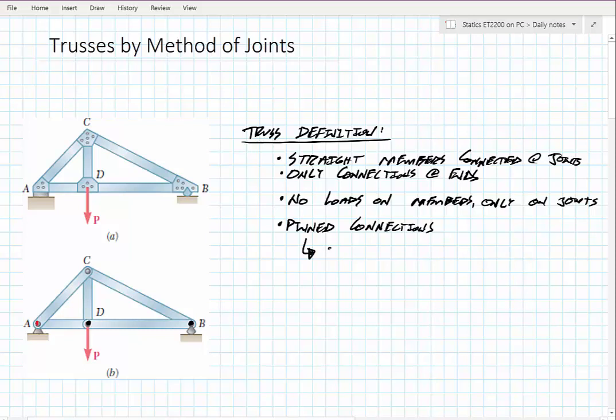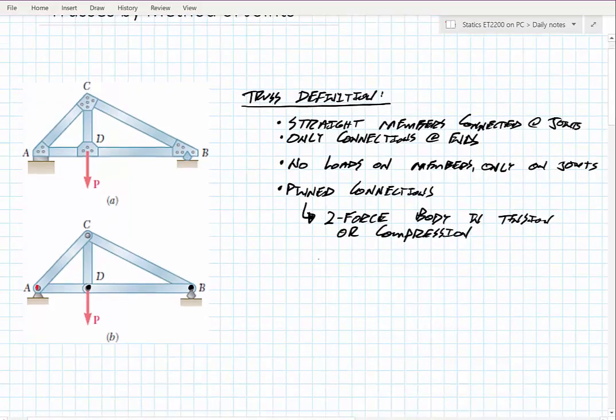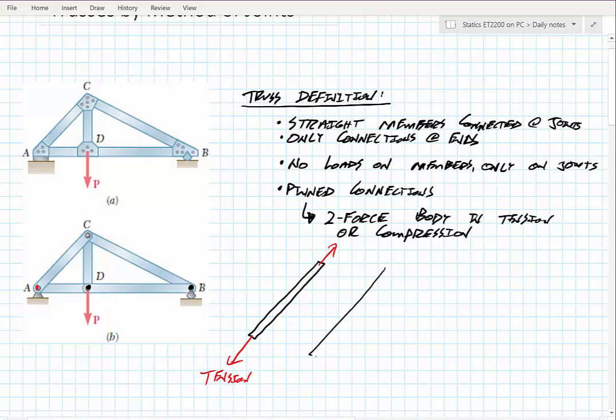And what all of this leads to is that each member is going to be a two force body in either tension or compression. And as a reminder, what that means is if I have a member and I'm pulling on it in both directions, it is in tension. I think these are all terminology that you should be familiar with by now, but just in case. Of course, the opposite, if I'm pushing on it, would be in compression. And each one of these members can now be thought of as either being in tension or compression, and the force has to be along the members themselves.